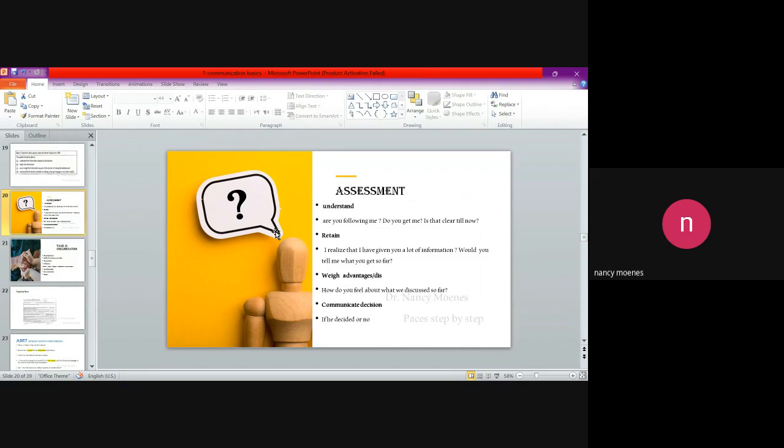Then the retaining. I realize that I have given you a lot of information. Would you tell me what you get so far? So now he recaps or summarizes for me. Then I will ask how do you feel about this? What about the advantages and disadvantages? And I will ask if he has decided or not. Okay?